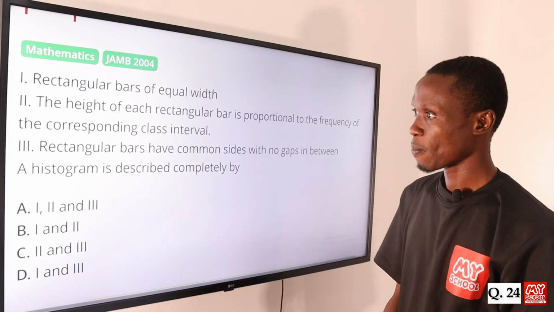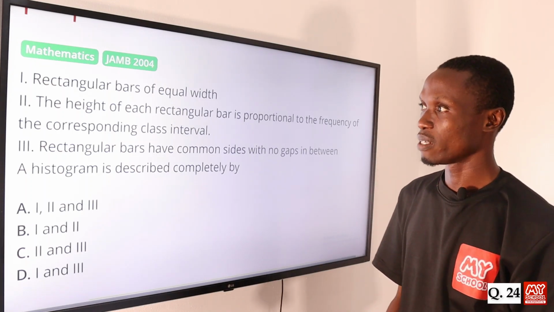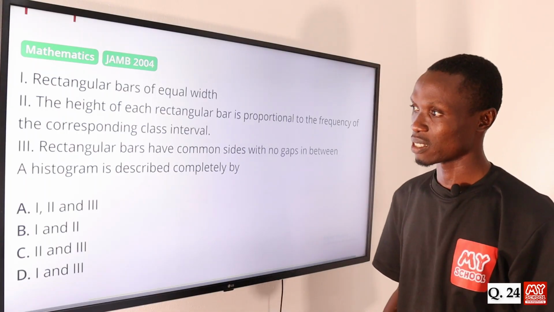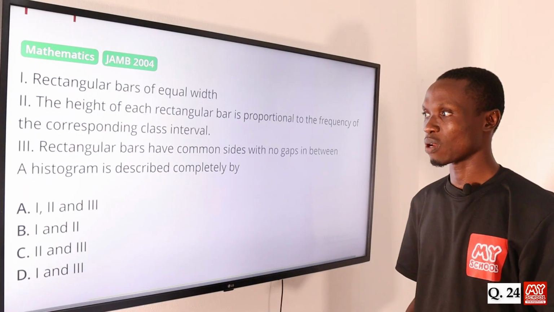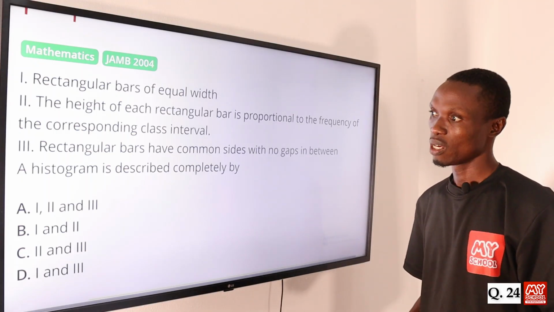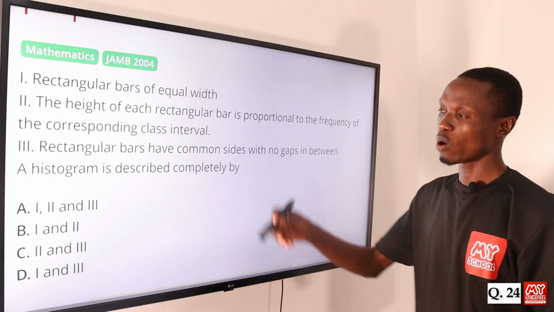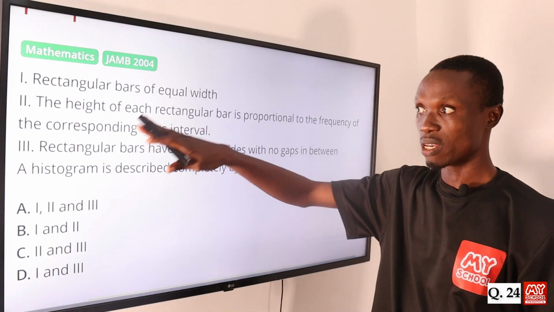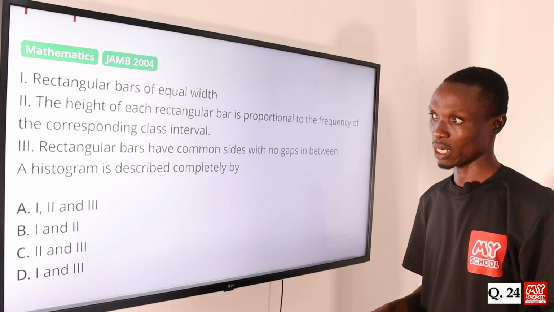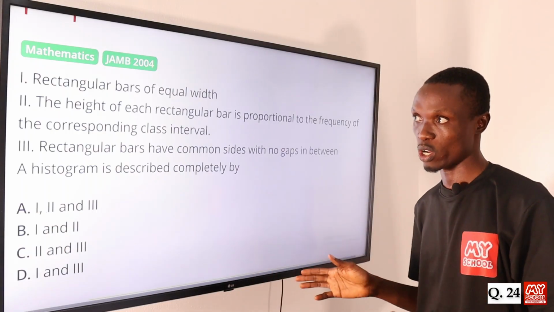Question 24. I, rectangular bars of equal widths. II, the height of each rectangular bar is proportional to the frequency of the corresponding class interval. III, rectangular bars have common sides with no gaps in between. A histogram is described completely by, so every option given here from I to III actually describes a histogram. So that makes option A the correct answer to this question.